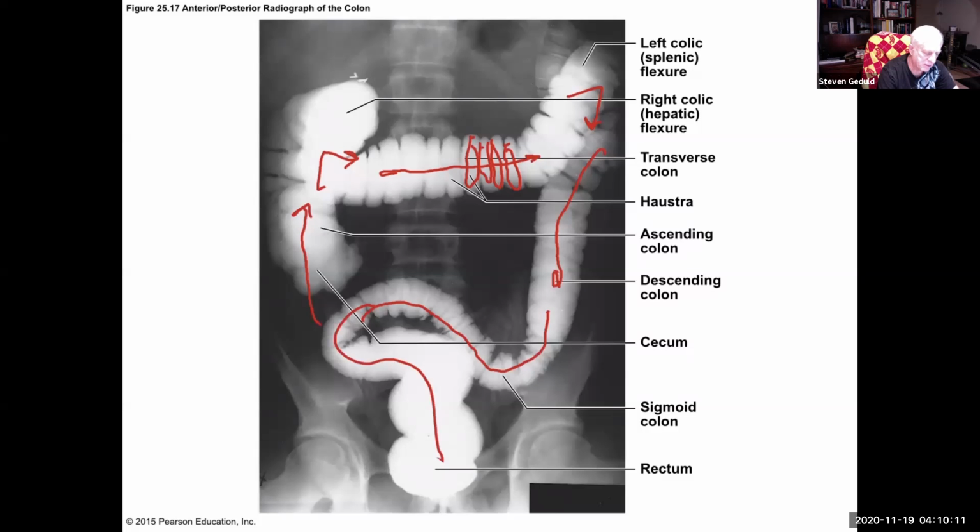And what am I missing here? Now this is the cecum right here. This is the beginning of your large intestine, where the ileum feeds in through the ileocecal valve. But this x-ray shows really clearly what the haustra look like, how segmented the large intestine is to allow it to expand.